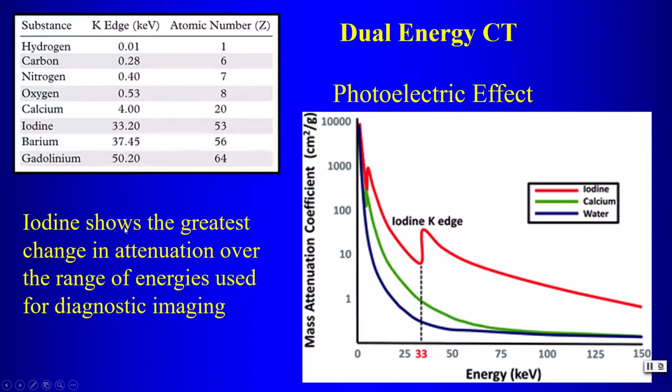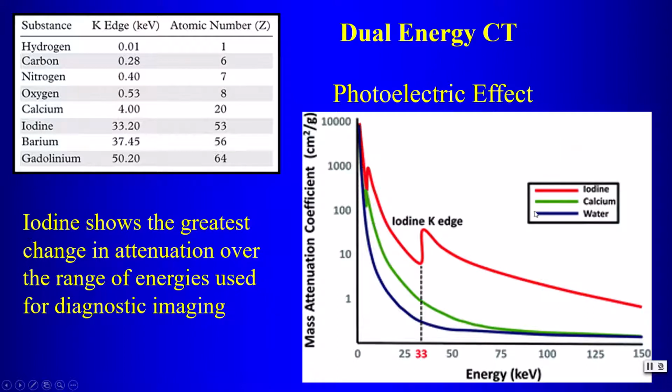So if we examine iodine and its change in attenuation as we go across the spectrum of energies that we commonly use when doing diagnostic imaging, iodine shows the greatest change in attenuation over this range of energy. So iodine is a very good contrast agent for diagnostic imaging. As we get close to the K-shell edge of 33 keV, the attenuation of iodine spikes up because of the photoelectric effect.